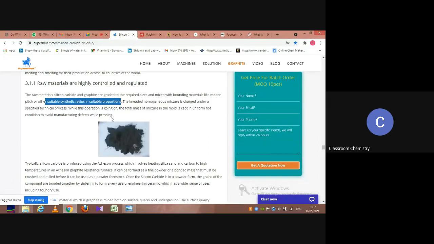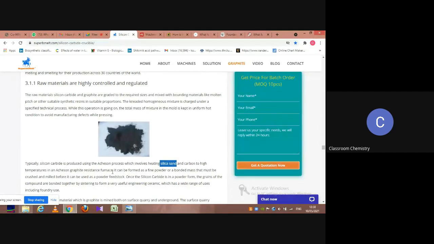Okay, so typically silicon carbide is produced using the HFN process, which involves... जर तुम्हाला सिलिकॉन कार्बाइड मटेरियल बनवायचं असेल, you can prepare that material by using this process. लक्षात असू द्या, जर एमसीक्यू प्रश्न विचारला which process is used to produce silicon carbide, then your answer must be HFN process, which involves heating silica sand and carbon to high temperature in an HFN graphite resistant furnace.